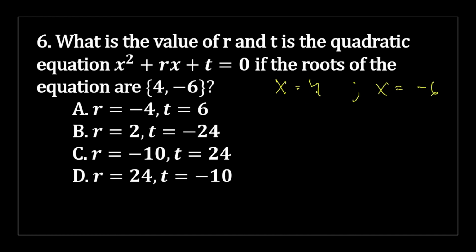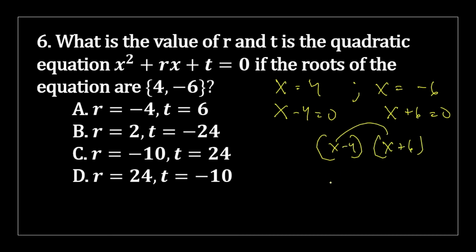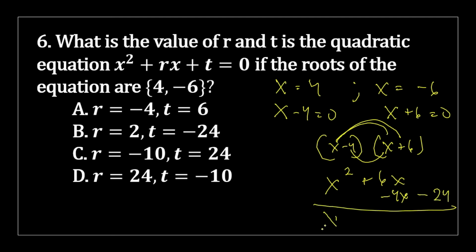Now, if we equate this to 0, we have x minus 4 equals 0 and x plus 6 equals 0. Now, if we're going to multiply both of these to get the equation, x times x is x squared, x times positive 6 is 6x, the negative 4 times x is negative 4x, the negative 4 times 6 is negative 24. So if we're going to add this, x squared plus 2x minus 24.